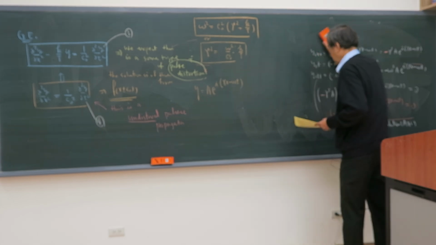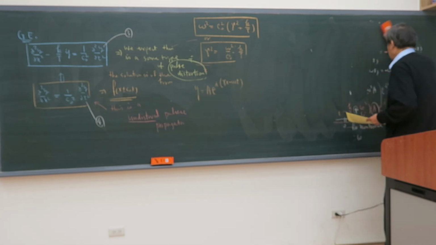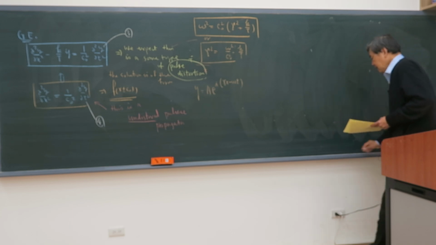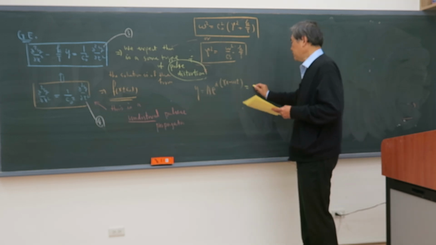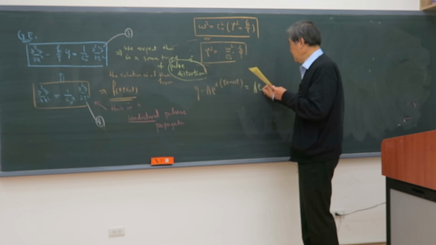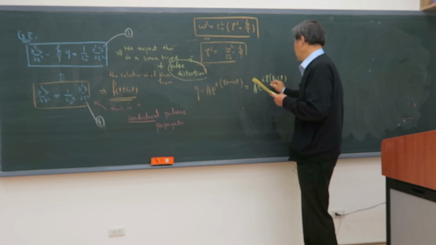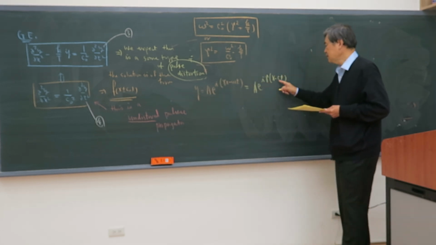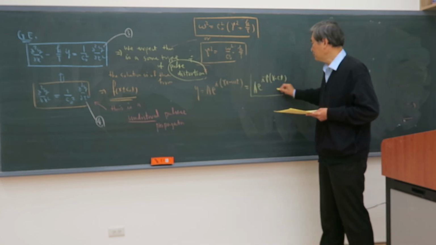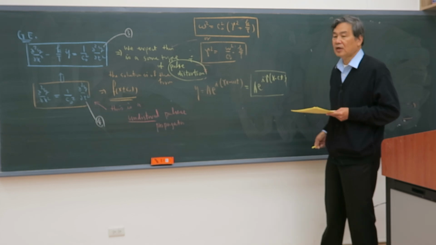If I say I would like to express the solution in another form, like A e to the i gamma x minus CT, so I use gamma and C. C is a kind of wave speed. Gamma is a wave number. If I like this form, I will ask what kind of condition I need to satisfy.